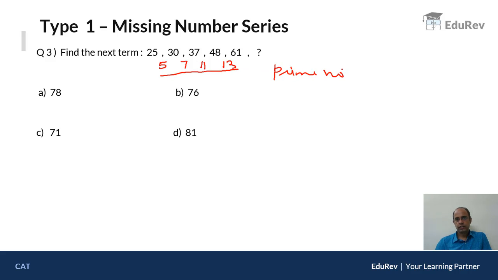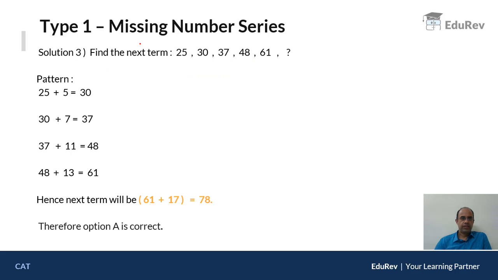Fine. If you are clear with prime numbers from 1 to 100, then many questions will start striking you. So the next prime number is 17. So we need to add 17 to 61, which will give me 78. Hence option A. 25 plus 5 is 30. 30 plus 7 is 37. 37 plus 11 is 48. And 48 plus 13 is 61. The next term should be 61 plus 17, that is 78. Hence option A is the correct answer.